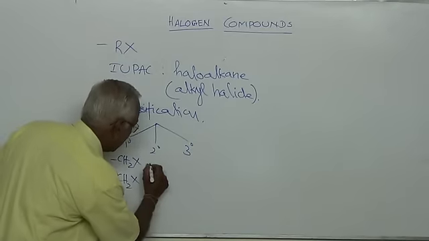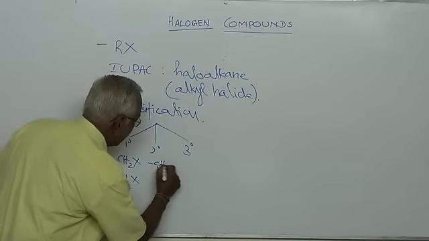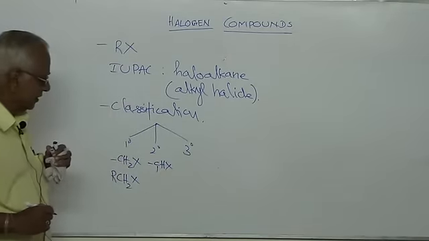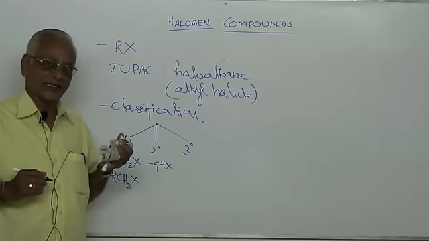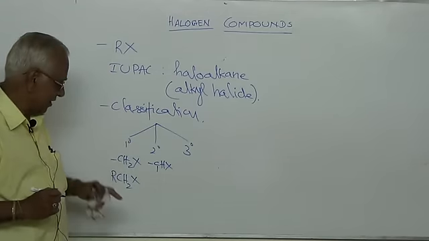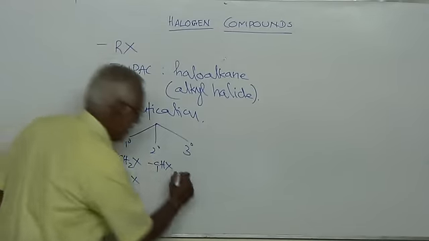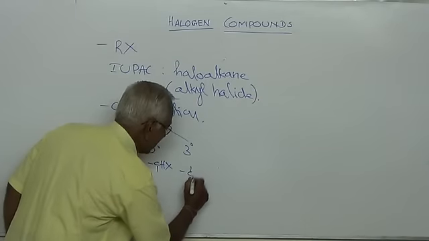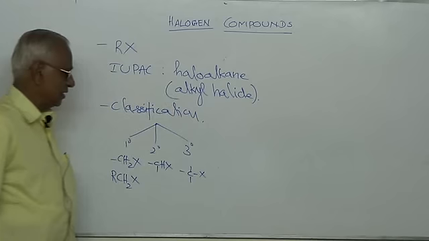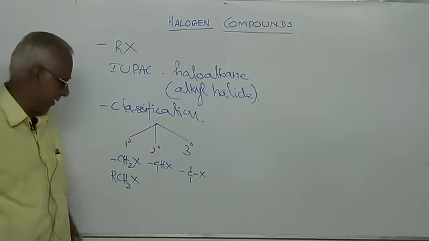The same way, the secondary halide has got CHX. It is so called because halogen is attached to secondary carbon. Again, a secondary carbon is a carbon which is connected to two other carbons. The same way, you have a tertiary carbon. If the halogen is attached to a tertiary carbon, it's called tertiary halide.